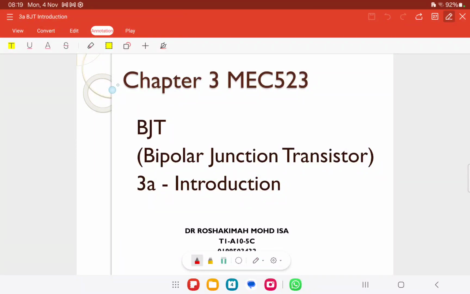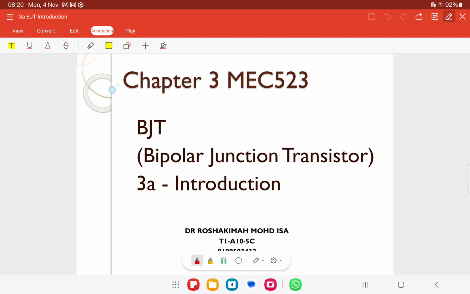So we will have a bipolar junction transistor. BJT is a short form for this bipolar junction transistor. It is a type of transistor. Dia ada banyak jenis transistor ni. For our syllabus, we only cover for the BJT.